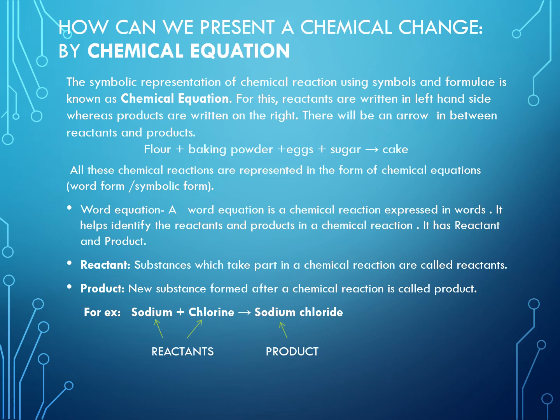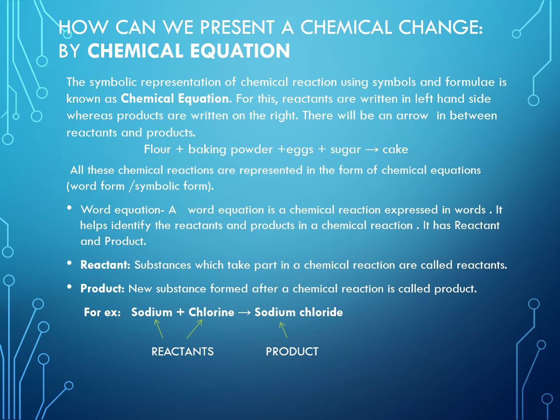Here, we put the reactants on the left hand side, like we have used here flour, baking powder, eggs and sugar. And we write the product, that is cake, on the right hand side. The reactants and product are linked with an arrow in between. So this is an example of a chemical equation.